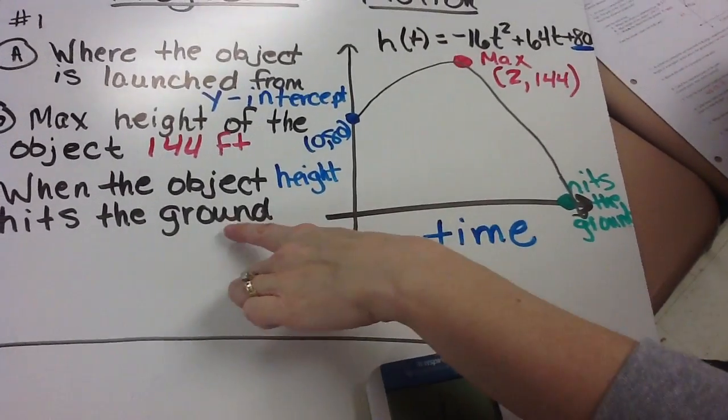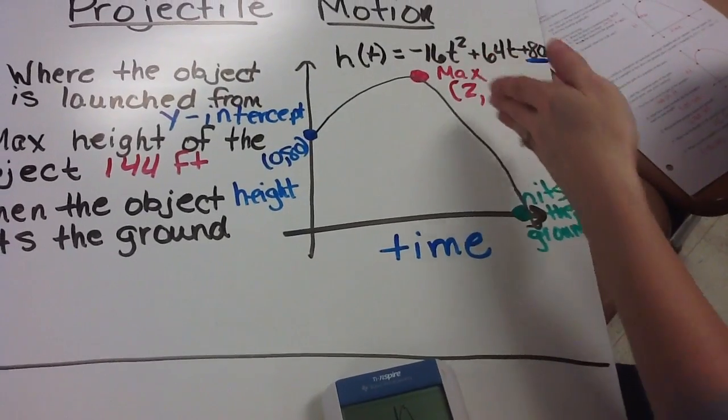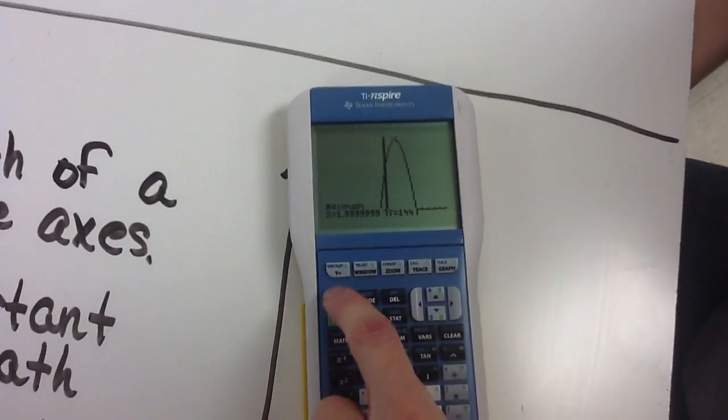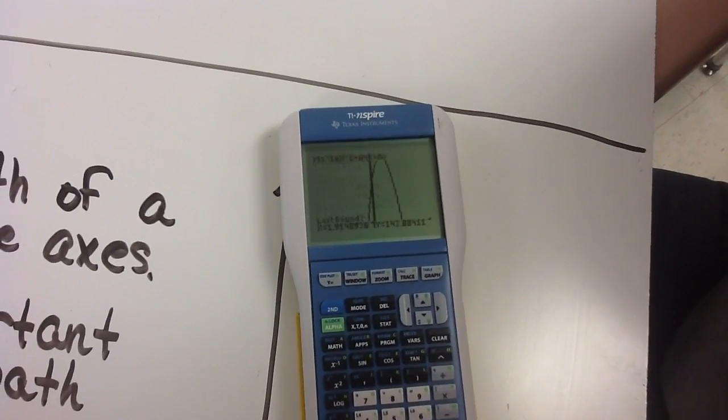The last thing we have to find is when our object hits the ground. If you look, this is my x-axis. That's where it's crossing it, so that's a 0. So we're going to be finding the 0 in the calculator. So you do second trace, find a 0, hit enter.